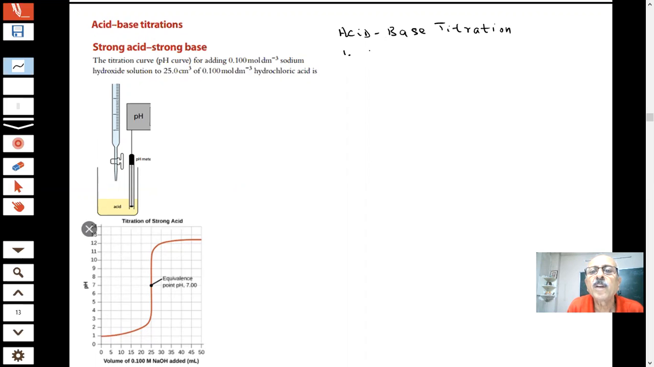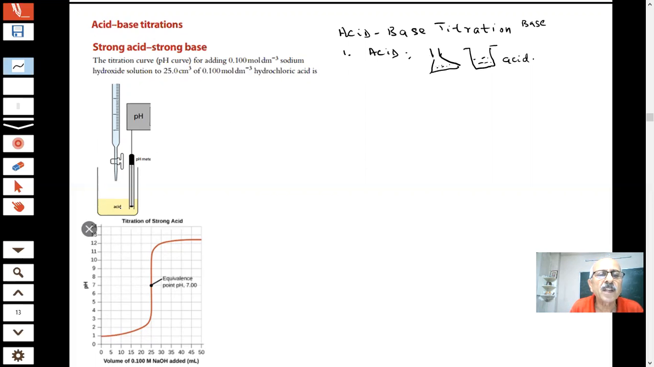Look, you have an acid. You have an acid, okay? And you are taking the acid in a conical flask, or a beaker. Here is a beaker in which you are taking the acid, okay? This is my acid. And then you will add base from the burette.